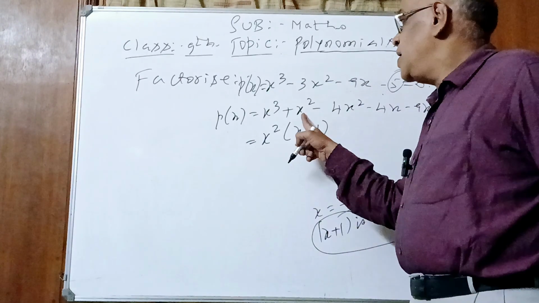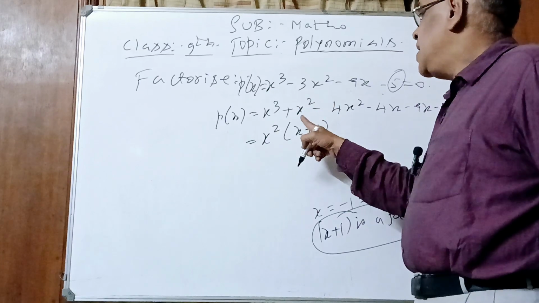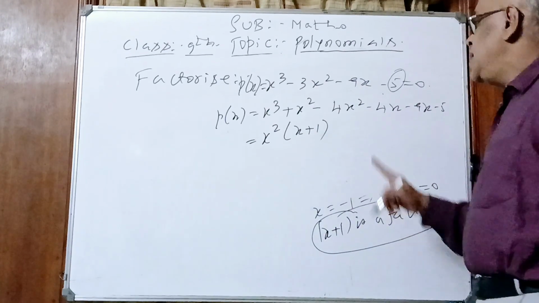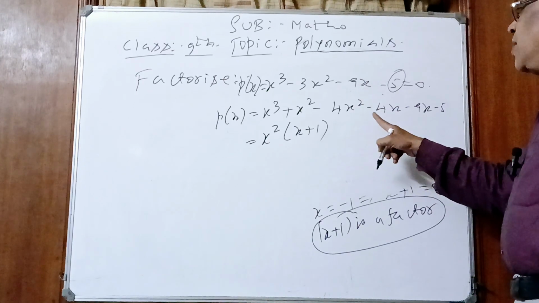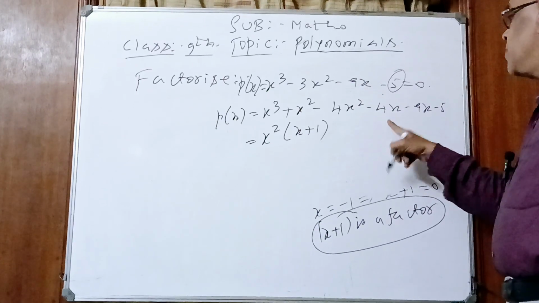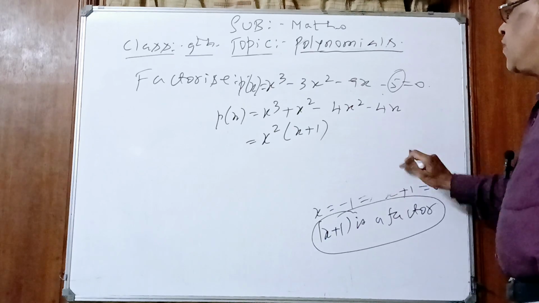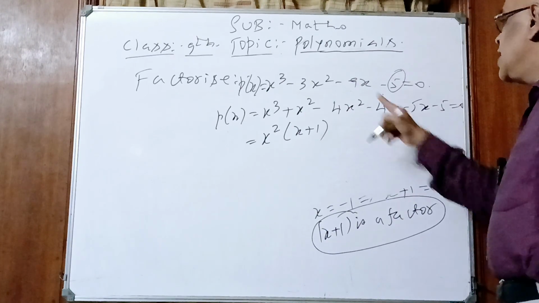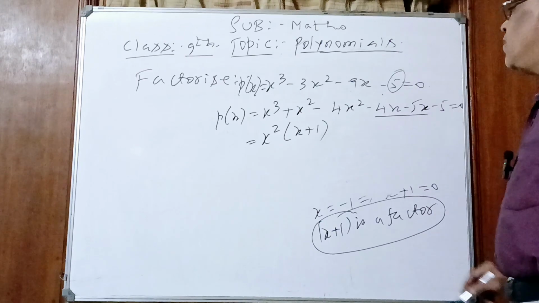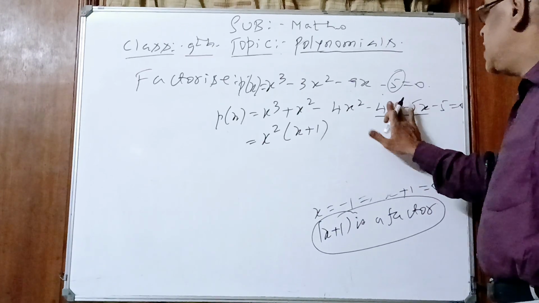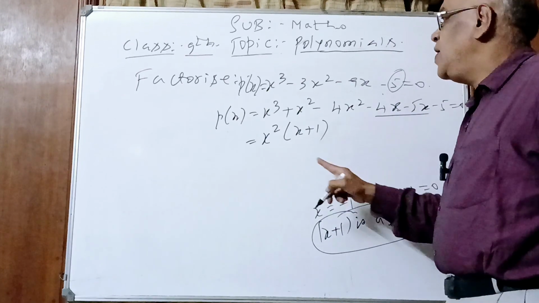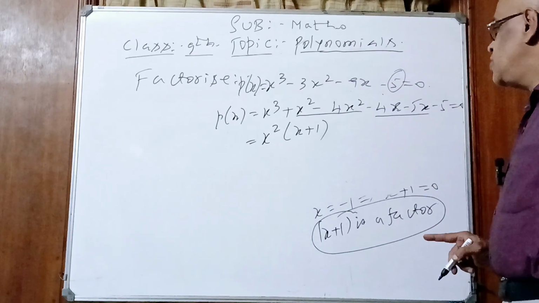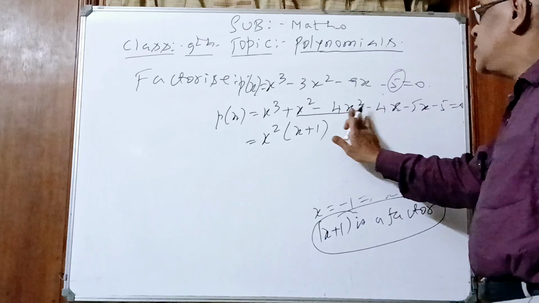Blindly I have written x square here. I split 3x as x minus 4, 4 minus 1, 3 minus 3. Here I split this 5x as minus 4x minus 5x minus 5. 9x I split as minus 4 minus x. Then I split minus 3x square as x square minus 4x square. Understood, children?